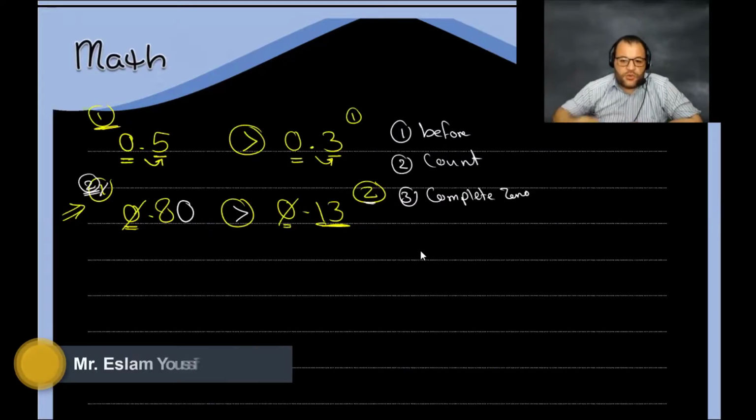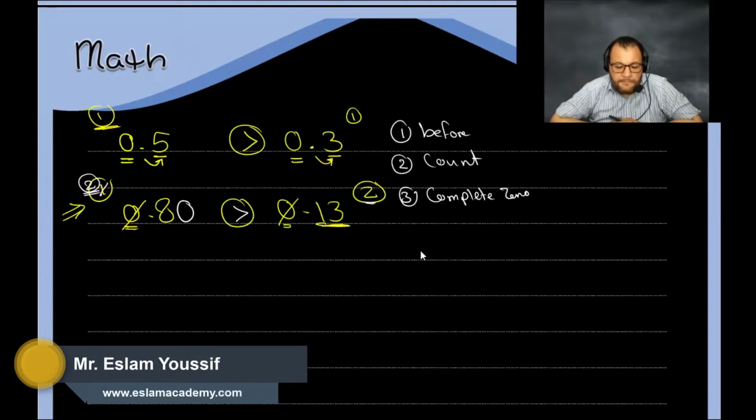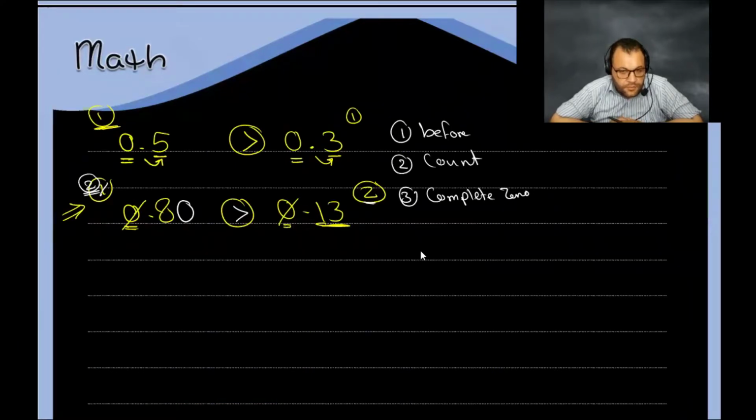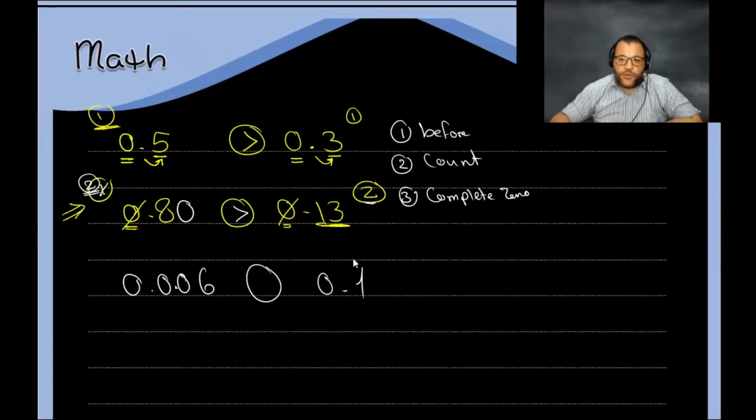Muhammad Tamer, what is the question? Yes, Mr. Assalamu alaikum. Wa alaikum salam, Habibi. What is the problem? If there is 0.006 and 0.1, how can we compare between them?